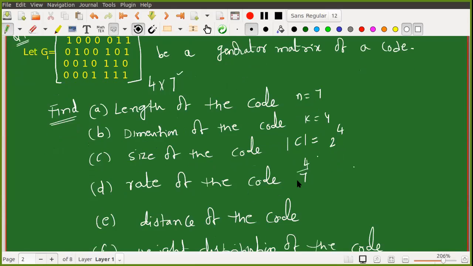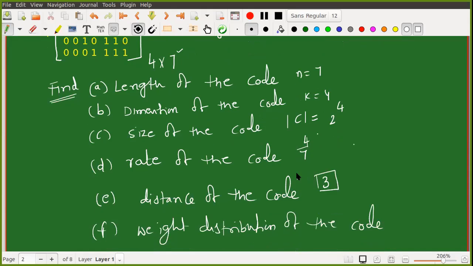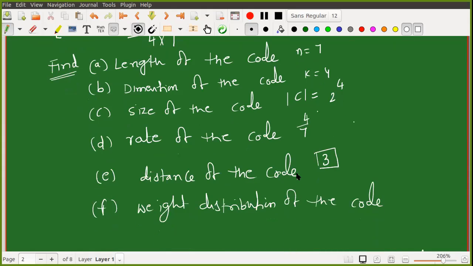What about the distance of the code? It is a little tougher. Aditi, what is the distance of the code? 3. Yes, it is 3. But we need proof, so all of you think about it. Yes, correct, the distance of the code is 3. The answer is correct, but how is it so? You come up.